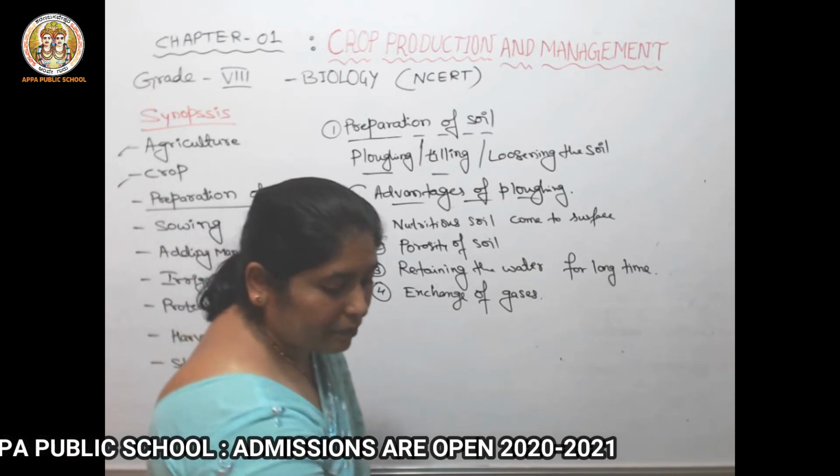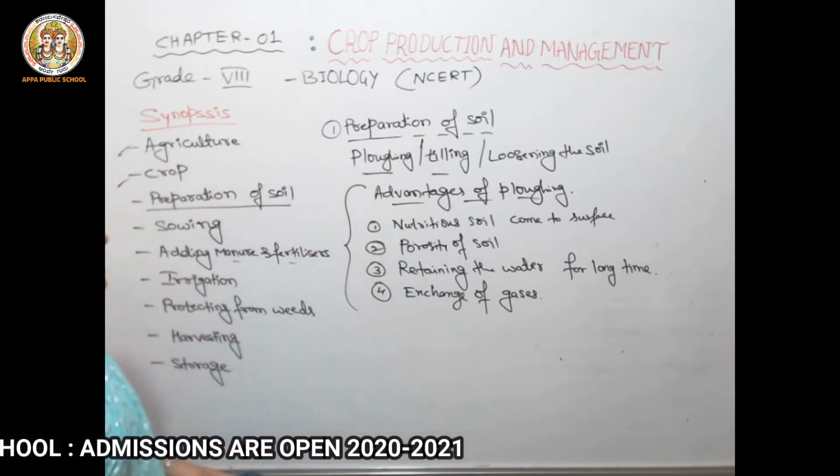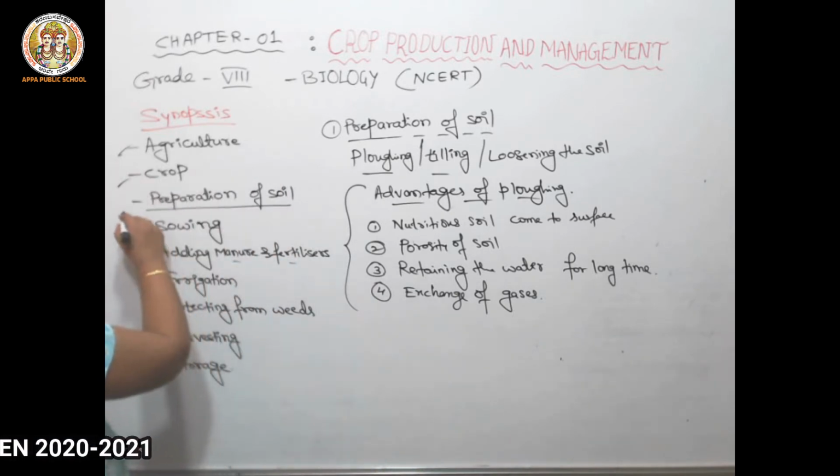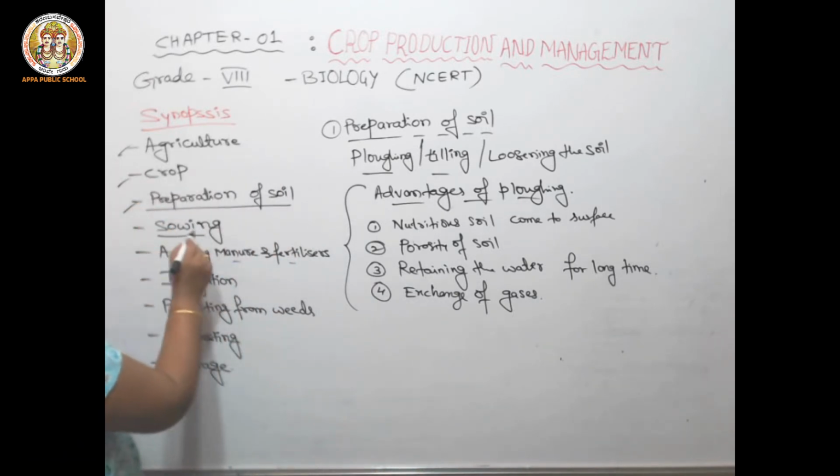Fine. Then next step. Second step in agriculture, that is sowing. Preparation of the soil is done. Right? Next one is sowing.